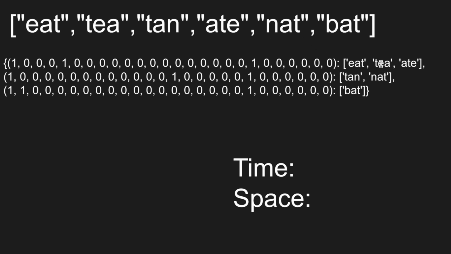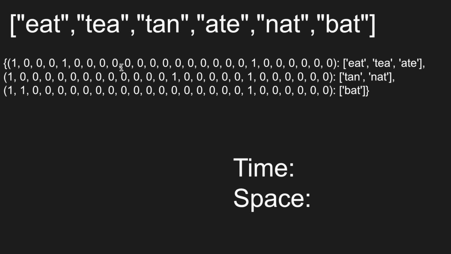And the same would be for tea and ate. They will all be in this category. And tan, we have T, the 20th letter of the alphabet, A, the first letter of the alphabet, and N, the 14th letter of the alphabet. And the same would be for nat. And then for bat, we have the 1st, 2nd, and 20th letter of the alphabet. So if the letter is in the word, then the value would be 1 in the key or the tuple. And if it's not in the word, then the value will be 0.